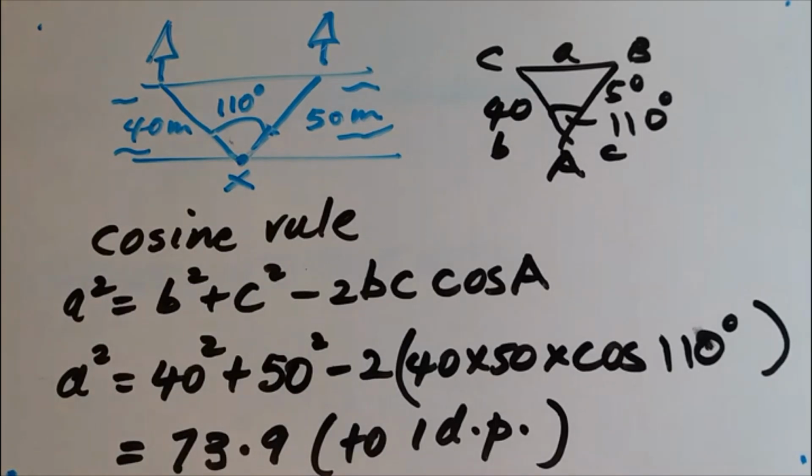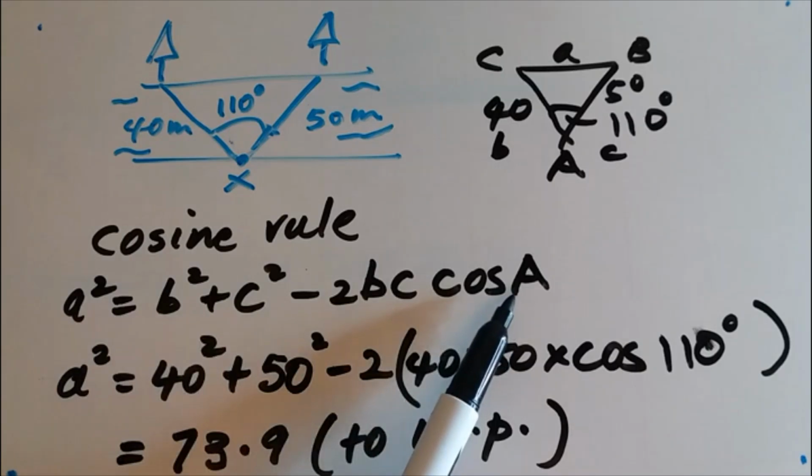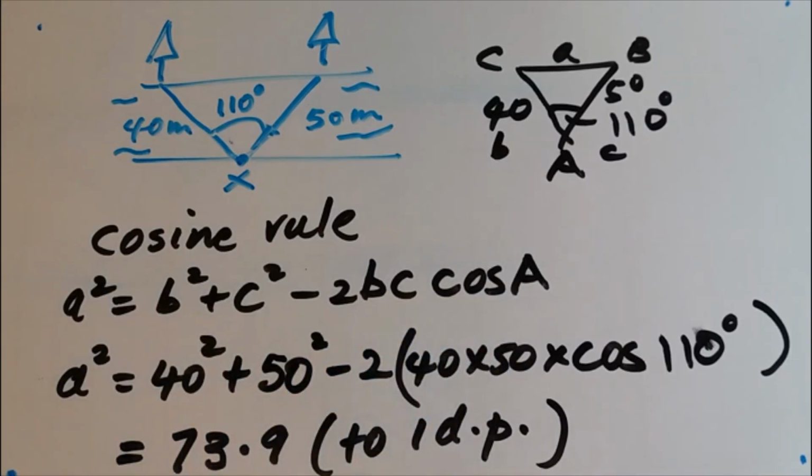How do I know that this is the correct formula? Well, just from the formula we can see that we need at least 3 values to actually apply this formula. We need 2 sides and an angle. So with two sides and an angle, we can find the unknown side.